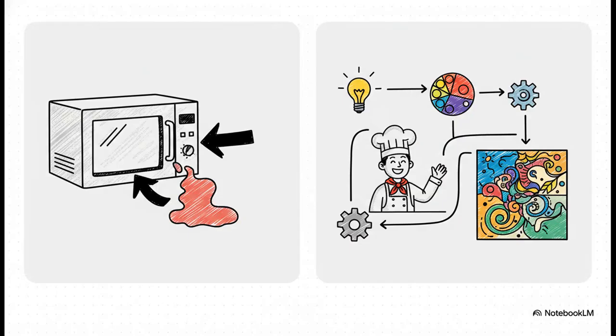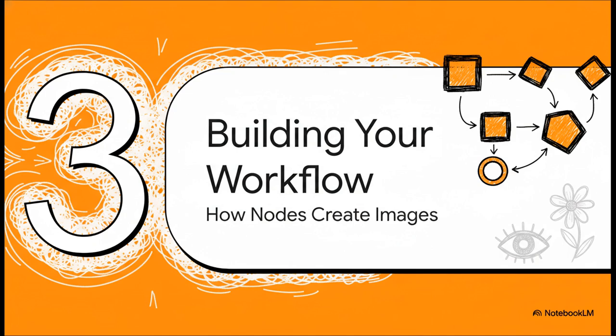This table really says it all. Think about it like this. A simple AI generator is like a microwave meal. You push a button and hope it turns out okay. ComfyUI, on the other hand, that's a full professional kitchen. Each node is an ingredient or a cooking step, and you're the chef, connecting them all to build the perfect recipe for your image.